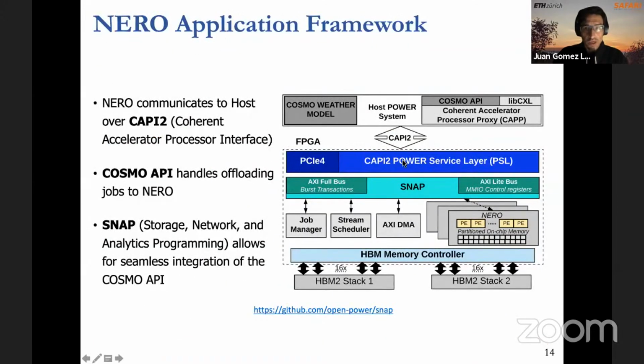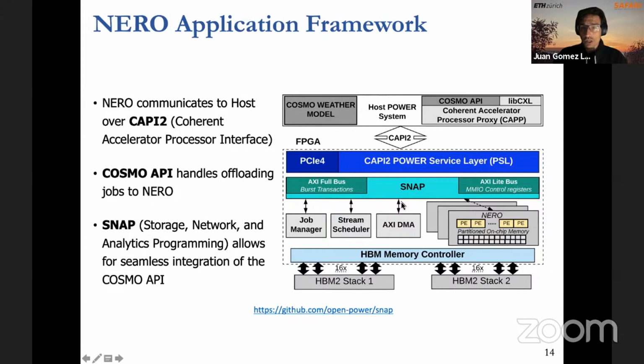And here I can show you very quickly some of the details of this Nero accelerator. Usually the FPGA is connected to a host processor. In this case, it's an IBM Power 9 processor. Here in the IBM Power 9 processor, we have the Cosmo API running, which is the API that allows the user to connect this Cosmo weather model running on the host CPU with the accelerator that is going to accelerate certain operations, certain functions of the Cosmo weather model.